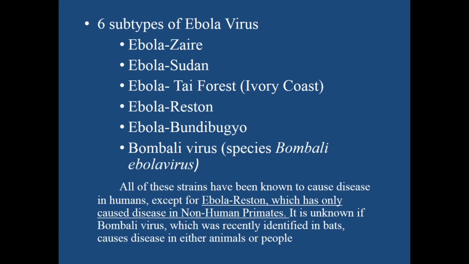So there are 6 subtypes of Ebola viruses: Ebola Zaire, Ebola Sudan, Ebola Thai Forest or Ivory Coast, Ebola Reston, Ebola Bundibugyo, and Bombali virus. With the exception of Ebola Reston, all these strains have been known to produce infection in humans. But with Bombali virus, they are not yet sure, because it was identified in bats. Whether it's causing disease in humans or animals, it's not very sure.